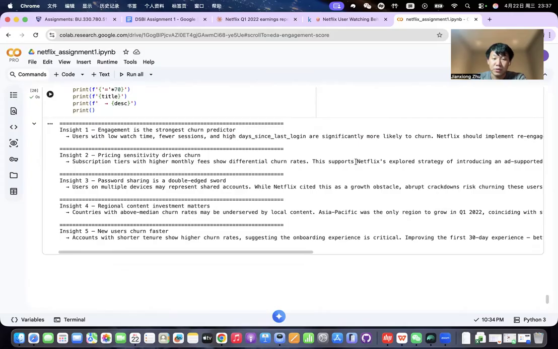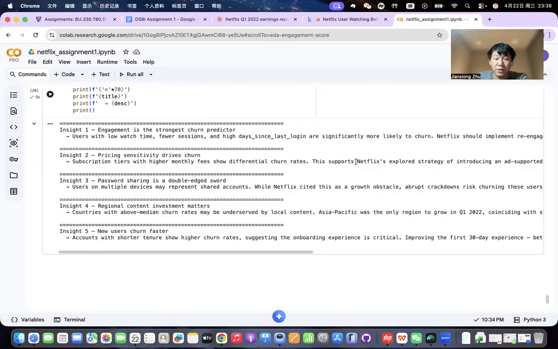Users in their first 6 months churn higher than long-term users. The first 30 days are critical. Netflix should invest in a personalized welcome playlist, early engagement, and reactivation prompts for users who go inactive within their first week. Insight 3 is promoting drama and action content.